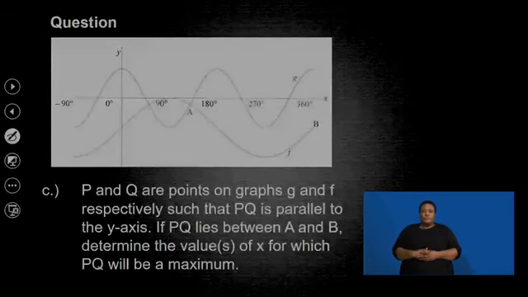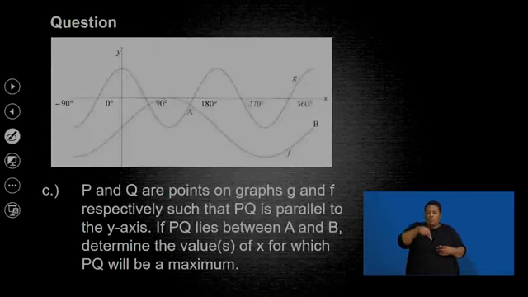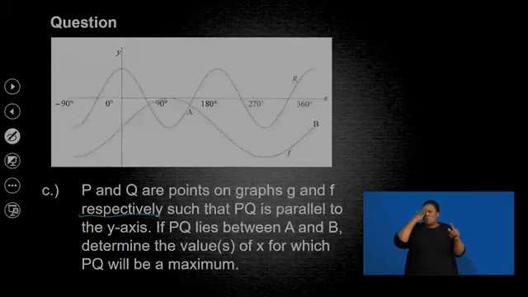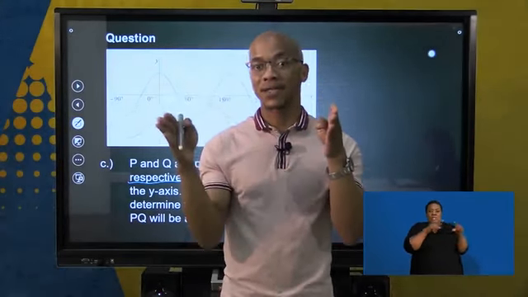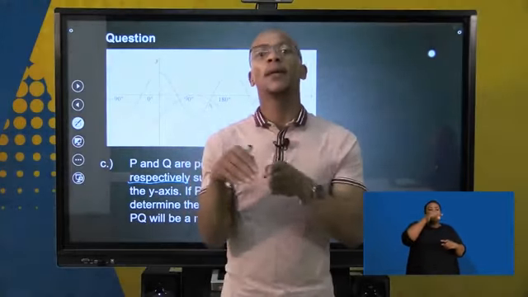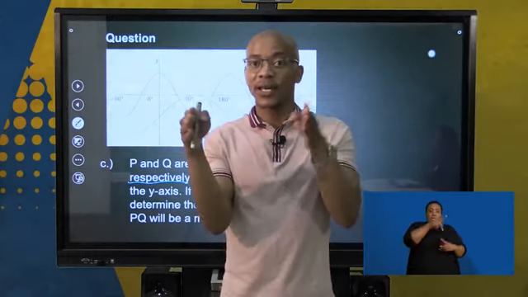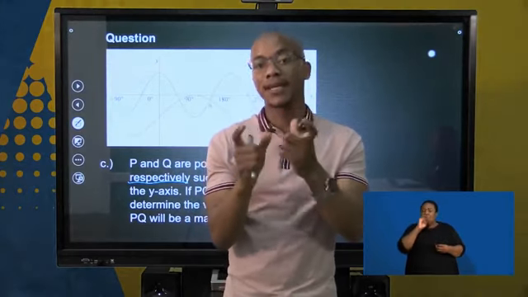Then let's look at the last question now. It says P and Q are points on graphs G and F respectively. Now, I know that we think the word respectively is just an English word, but that's not true. Respectively means the order I started with in terms of P and Q goes with the order I started with in terms of the graphs. So they said P and Q, and they said G and F, meaning P goes with G and Q goes with F. So that's what respectively really means there.